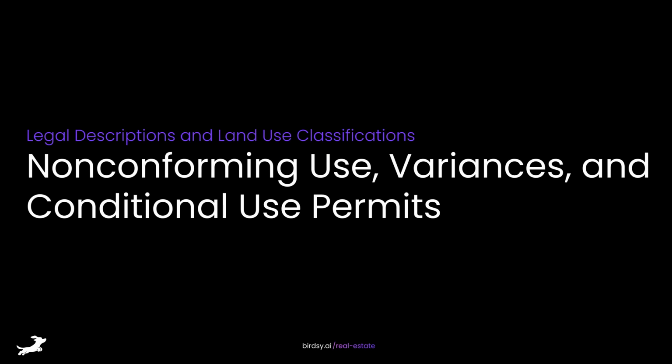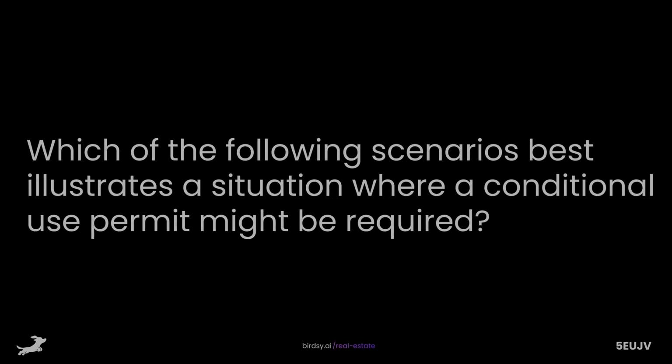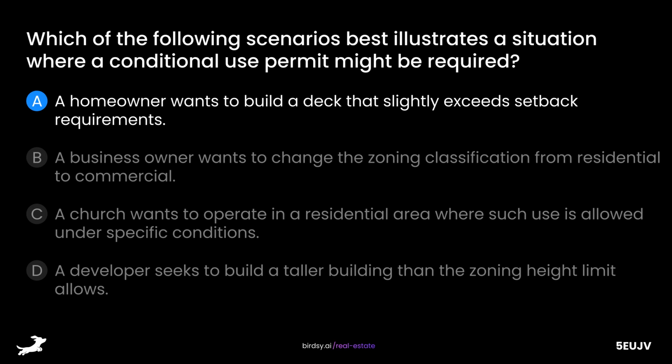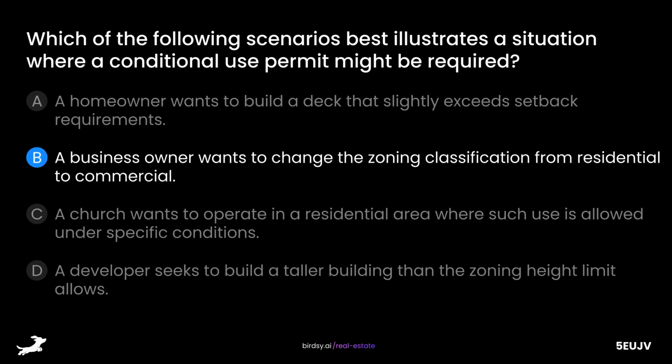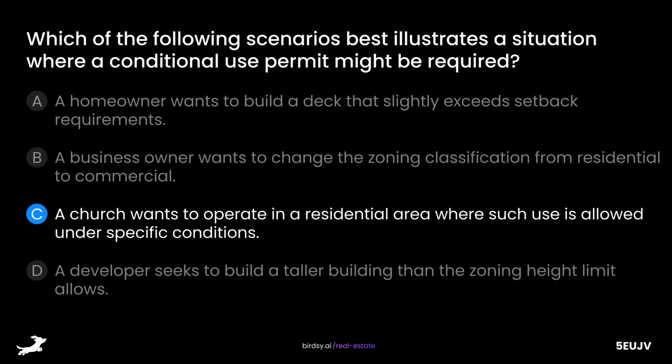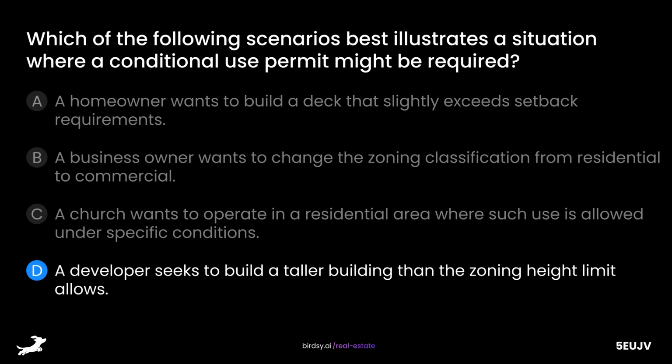Nonconforming use, variances, and conditional use permits. Which of the following scenarios best illustrates a situation where a conditional use permit might be required? Is it A, a homeowner wants to build a deck that slightly exceeds setback requirements, B, a business owner wants to change the zoning classification from residential to commercial, C, a church wants to operate in a residential area where such use is allowed under specific conditions, or D, a developer seeks to build a taller building than the zoning height limit allows?